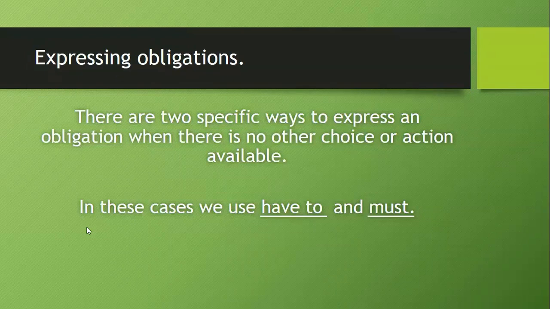Actually, the real conditional and the unreal conditional both are related with situations, and now we are going to check the present obligations. There are two specific ways to express an obligation when there is no other choice or action available. They are have to and must. Must is a verb that we use a lot, and have to we use too. But please keep in mind that they have different meanings in different situations, okay?